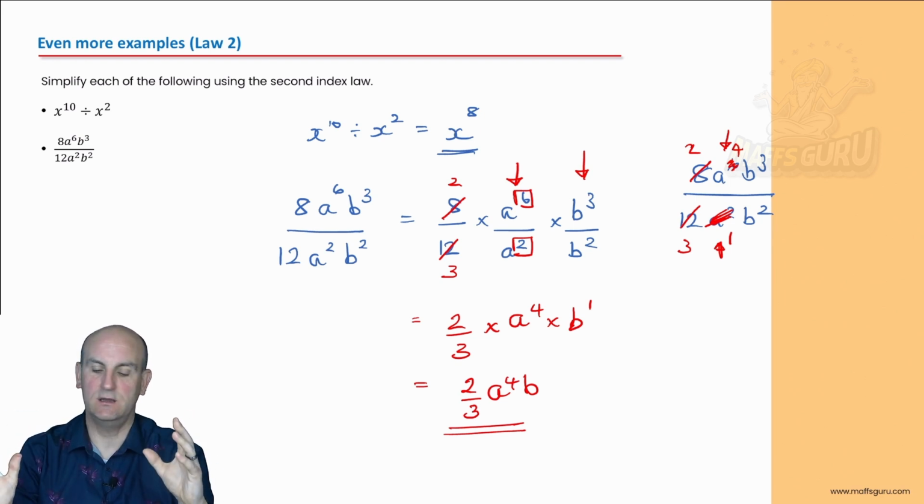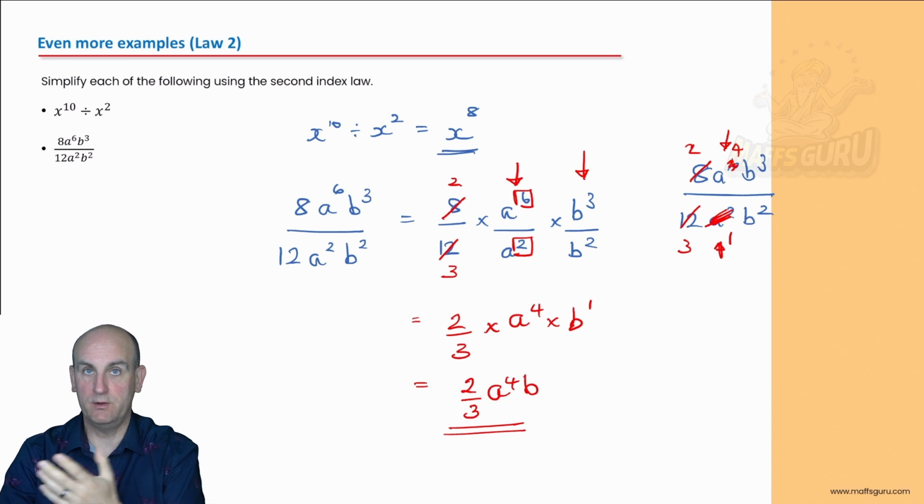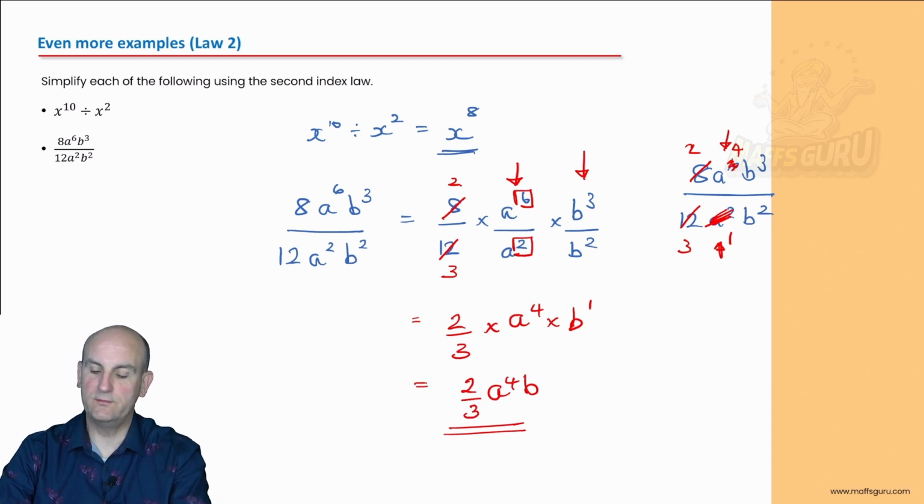Write it as 8 times A times A times A times A times A times A times A times B times B times B, and then the bottom as well, and start cancelling them out. And you'll notice that the 2 A's on the bottom all become 1s, and the 2 of them on the top will become 1s as well, leaving 4 of them left.